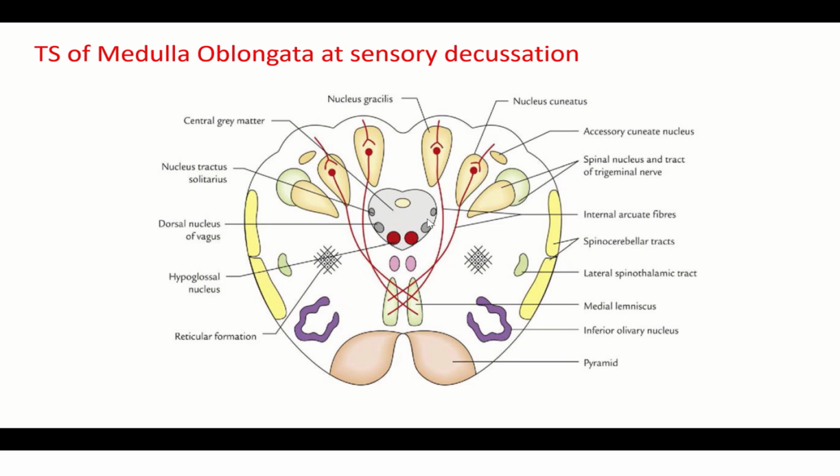Okay, so then you can see here, this is the tectospinal tract which is coming here, or the medial longitudinal bundle. So this will be the medial lemniscus. So this is the beginning of medial lemniscus.